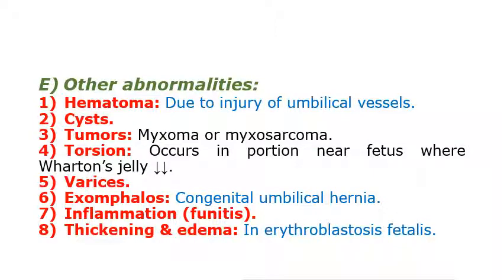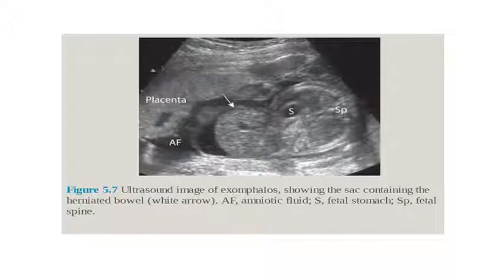Other abnormalities include hematoma due to injury of the umbilical vessel, a tumor, torsion, exomphalos, and congenital umbilical hernia, which means there is a hernia at the umbilical cord. The cord may be thickened and edematous in cases of erythroblastosis fetalis. This is an ultrasound that shows a hernia at the umbilical cord, exomphalos.